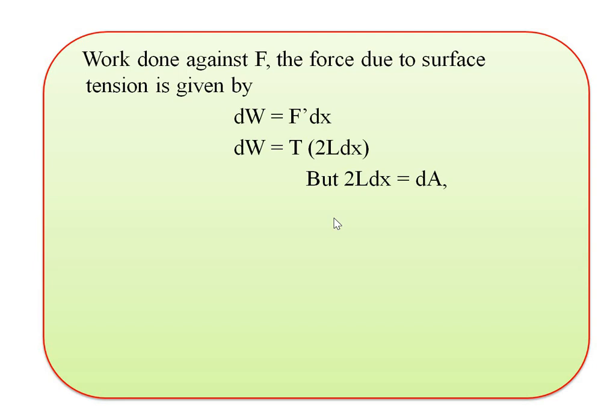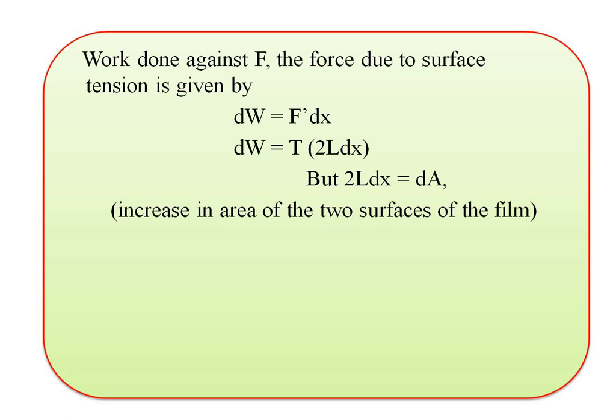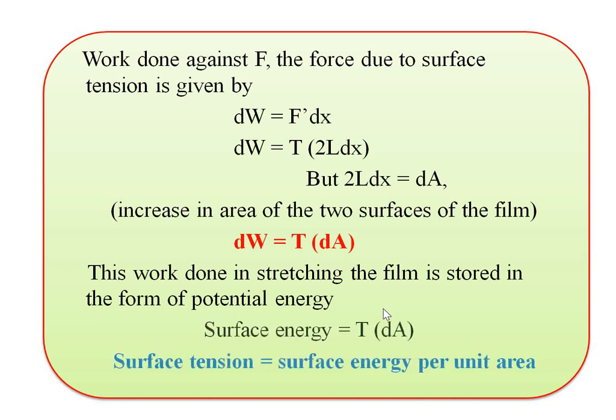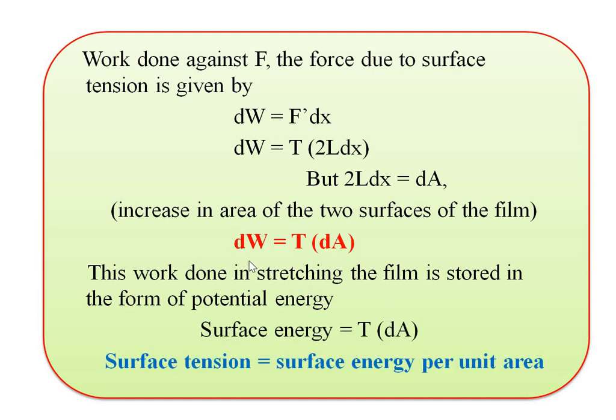As we know, 2L dx is equal to dA, that means the increase in area of the two surfaces of the film. So we can write this formula as dW is equal to T times dA. This work done in stretching the film is stored in the form of potential energy. So dW, that means surface energy, is equal to T times dA. Taking the surface tension term outside, we get surface tension is equal to surface energy per unit area.